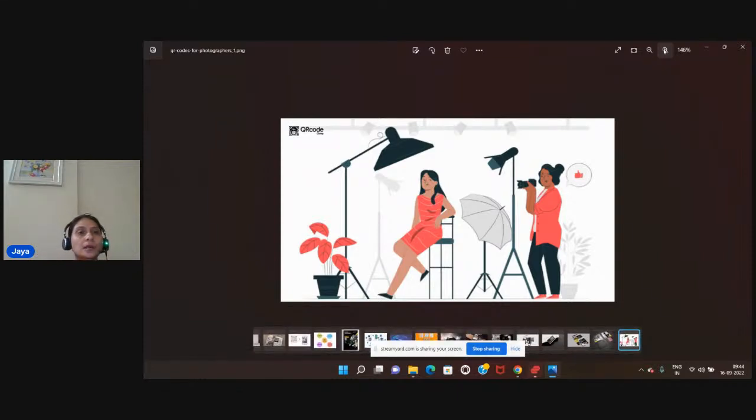When you're talking about this QR code, the question comes to your mind: how does it help in the business of photography and videography? Some people are probably in this particular field. So now you have something in your mind: what is the scope of this QR code in this particular business?